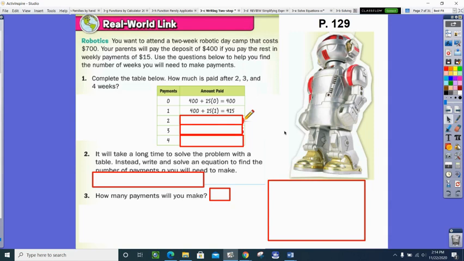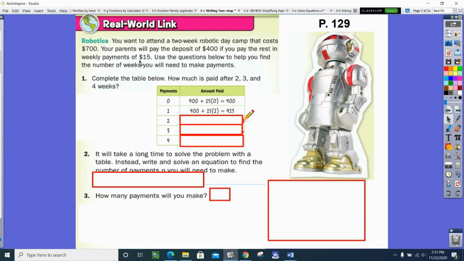Let's say that you want to attend a 2-week robotic day camp. It could be any kind of camp. It could be a basketball camp. It could be a music camp, okay? And let's say that the camp is going to cost you $700 next summer. Your parents said, you know what, we'll pay the deposit of $400, but you need to come up with the remaining amount. And you're going to pay it to them in weekly payments.